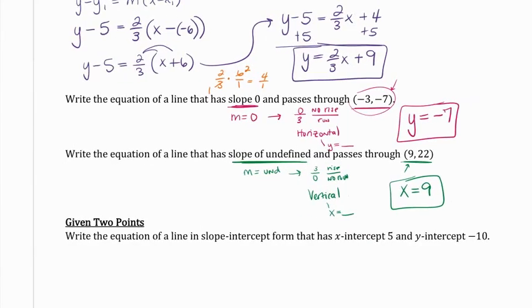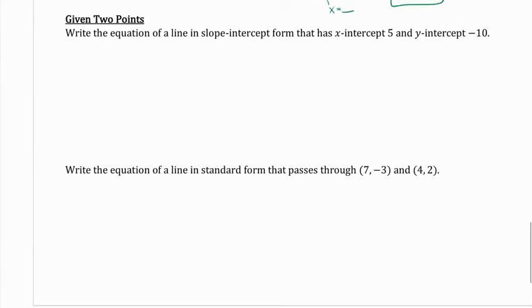All right, one other type of problem here. The last set is if I am given 2 points, okay? So in this situation, again, I want to write the equation of a line in slope-intercept form. This time, though, I'm just given that it has an x-intercept of 5 and a y-intercept of -10, right? Now, an x-intercept and a y-intercept, those are points, right? I can write this as 5, 0, and I can write this as 0, -10. So if I'm given those 2 points, now I want to write the equation of the line.